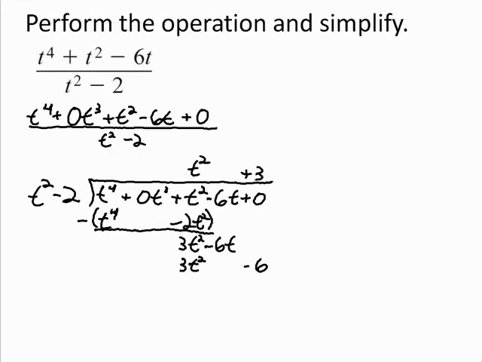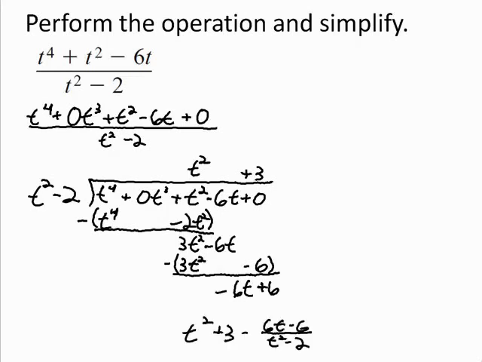Subtract this expression from 3t squared minus 6t. You are left with negative 6t plus 6. There are no more terms to bring down from the dividend, so this is the remainder. Divide the remainder by the divisor and add it to the quotient. The simplified expression is t squared plus 3 minus 6t minus 6 divided by t squared minus 2.